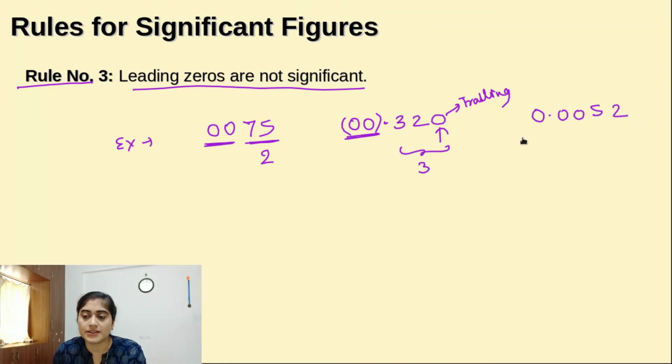Suppose you take 0.0052. This type of example is there. All these 3 zeros are leading zeros, so they are not significant figures. In this value there are only 2 significant figures, the last 2, 5 and 2.